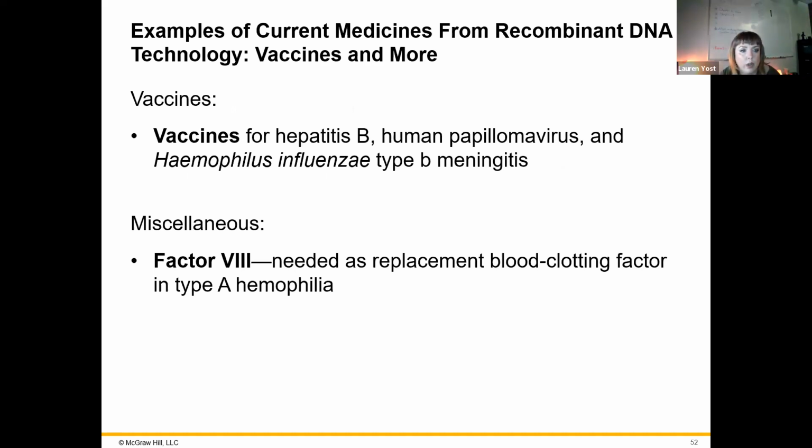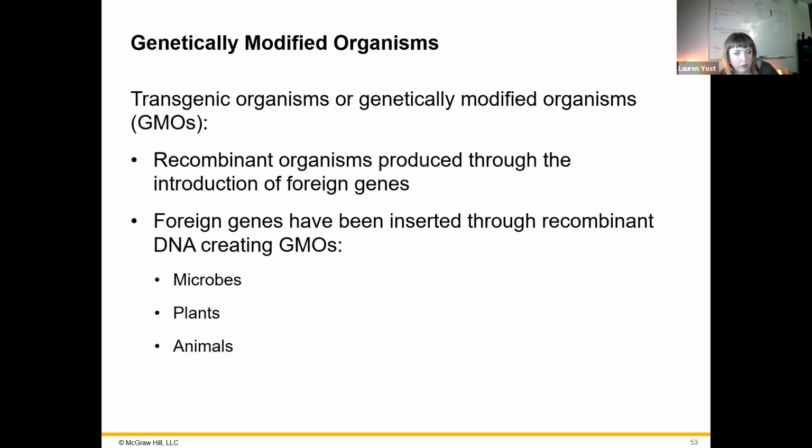All right, we can also use this for development of vaccines, which we talk about in some of the later chapters. And then factor 8 here, this is a replacement for blood clotting for those people who have hemophilia, so they bleed too easily and bruise too easily.